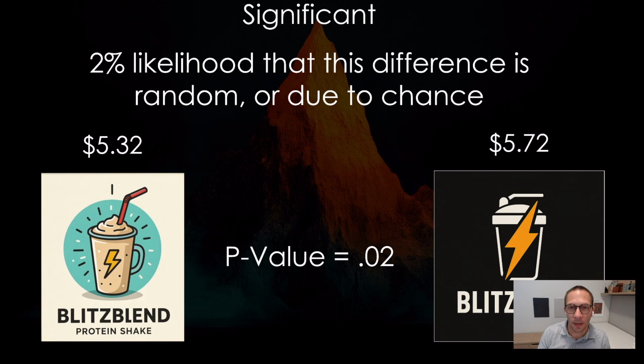And I would include as well something that's marginally significant. So if the p-value is not quite below 0.05, but still below 0.1, then yeah, that's something we can go off of. We'd say, okay, there is a marginally significant difference between these two. Let's go with Blitz Blend on the right.